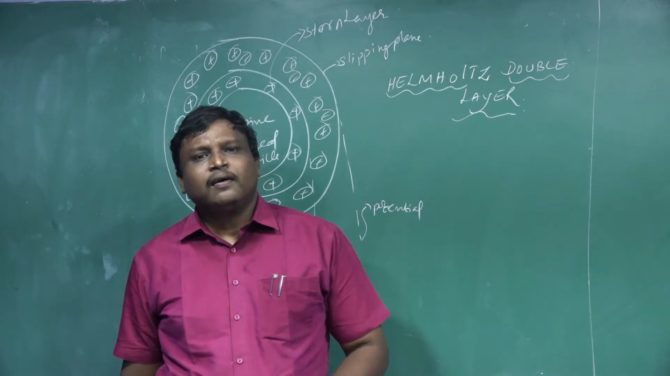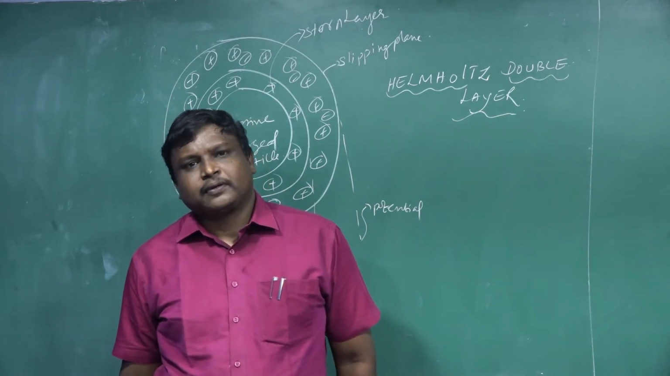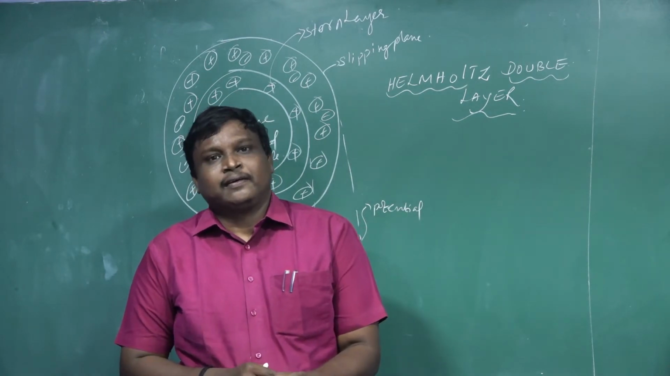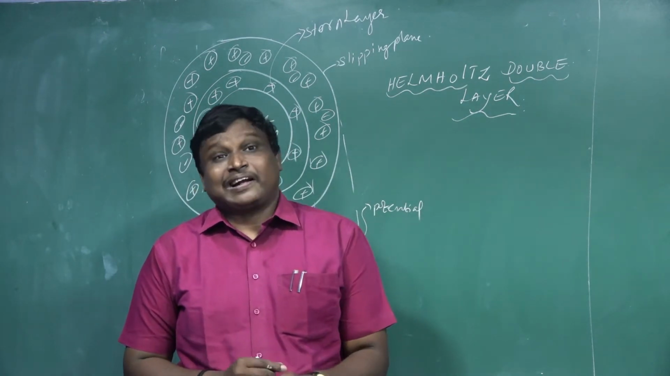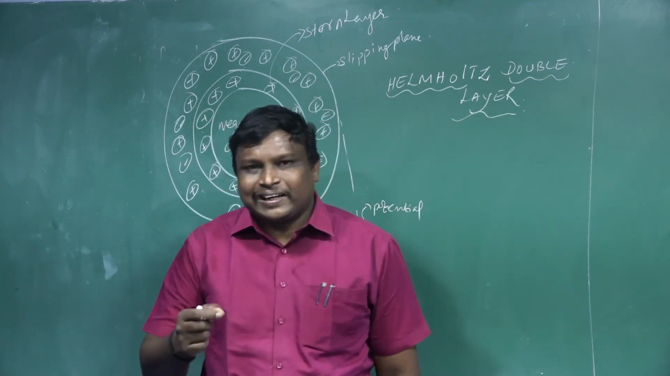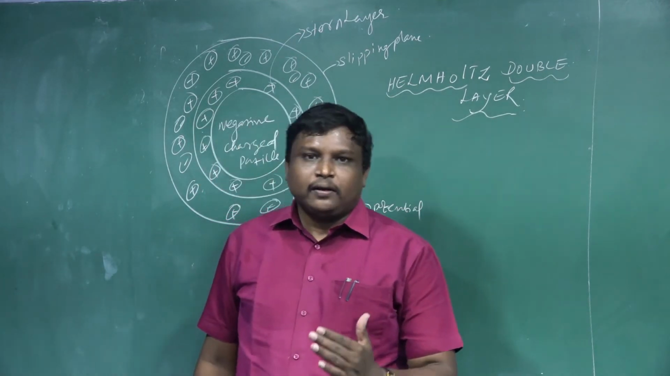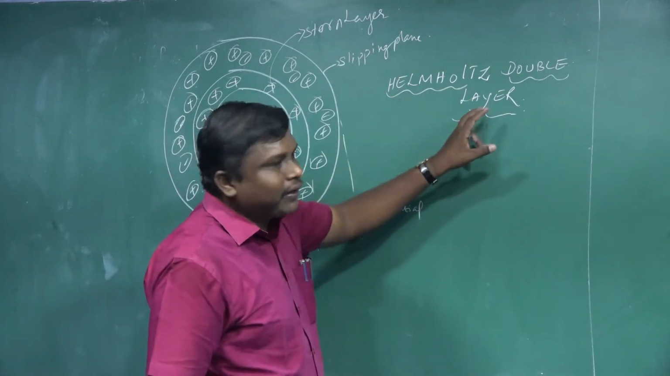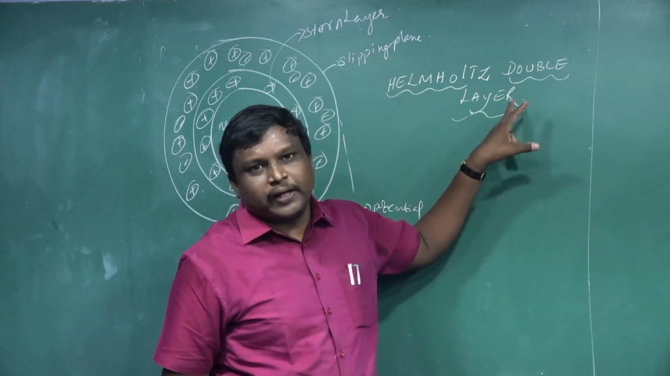Second one, kinetic property. Kinetic property is zigzag motion. Third one, electrical property. Today let us consider the electrical properties: Helmholtz double layer.